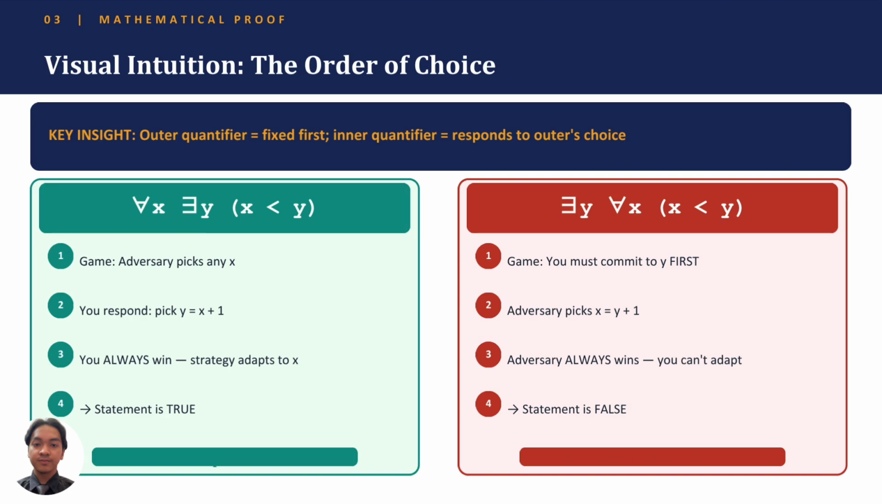Then for the other one, you must commit to y first. The adversary picks x equals y plus 1, so the adversary always wins. You cannot adapt. The statement is false.